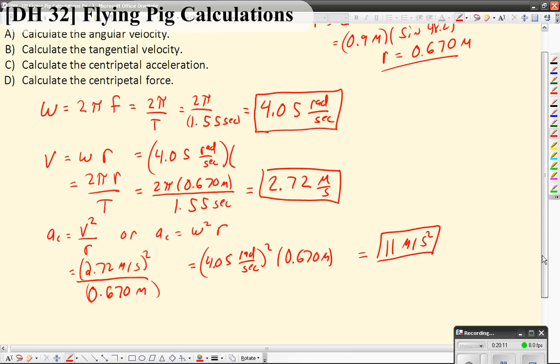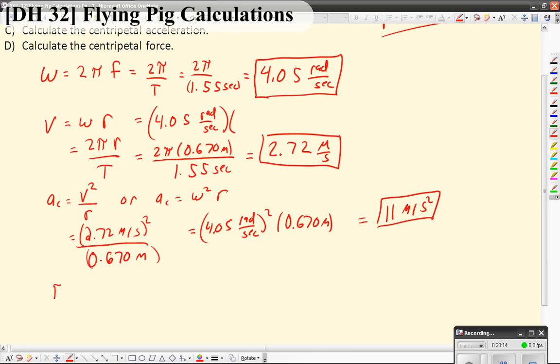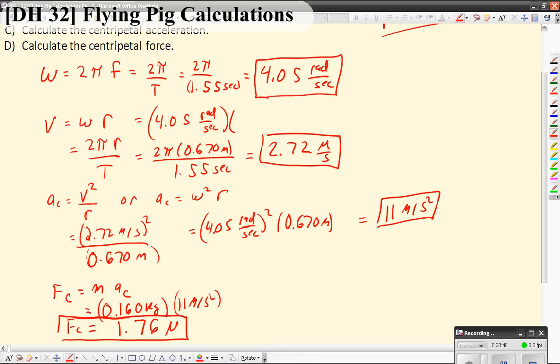Finally, if we want to get the centripetal force, you're basically applying Newton's second law. F net equals ma. The centripetal force is equal to the mass times the centripetal acceleration. On the board, you could see that the mass of the pig was 160 grams. Don't forget to convert to kilograms. And the centripetal acceleration we just calculated is about 11 meters per second squared, which is going to give us a centripetal force that is about 1.76 newtons.